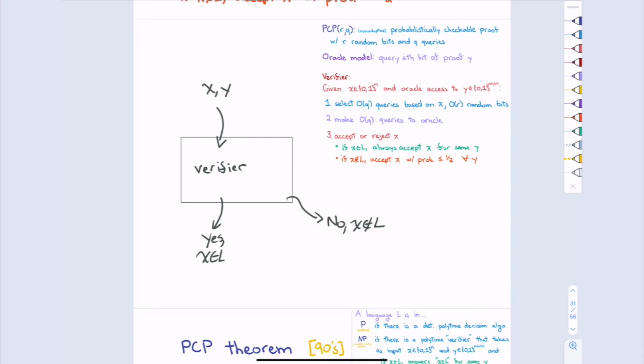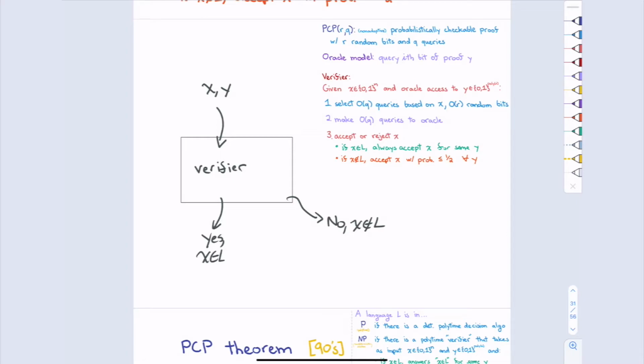Okay. Other questions? The same for every single y, or like... Well, okay, so you make the queries, you don't look at y before you make the queries, but you do have r random bits.